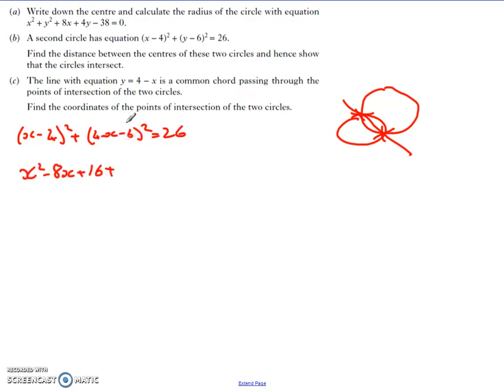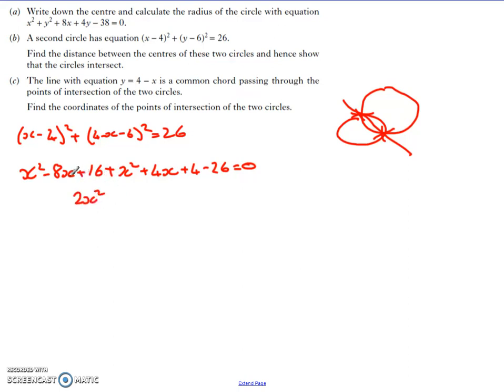I then get plus, and then this bracket multiplied out, well 4 minus 6 is negative 2. So I get negative x squared, so that gives me x squared. I've then got negative x times negative 2, which is 2x, and I do that twice. So I get plus 4x. I've then got negative 2 squared, plus 4, and I'm going to shift the 26 over, take away 26 equals 0. Simplify this side and solve it and see what we get.